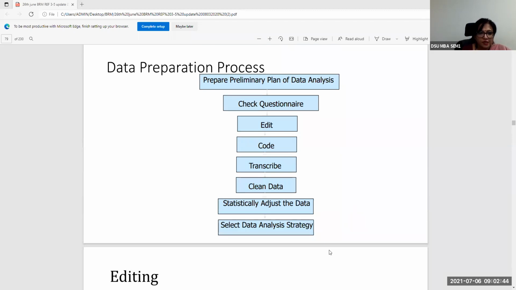All right, so we will start with the data preparation process, which we had looked at yesterday. This is the data preparation process that you can see on the screen: preliminarily prepare a plan for data analysis, check the questionnaire, edit, code, transcribe, clean the data if required, statistically adjust the data, and select the data analysis strategy.